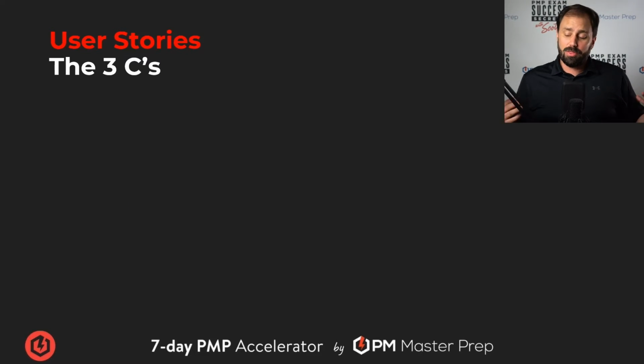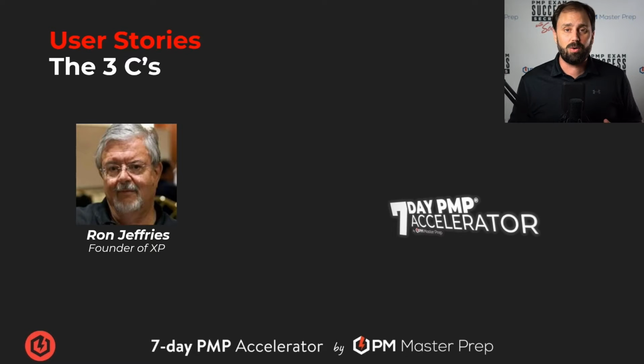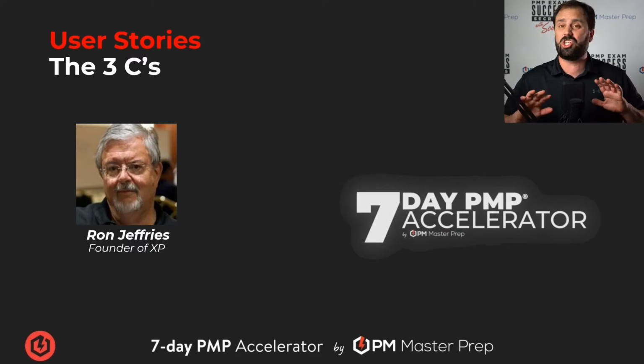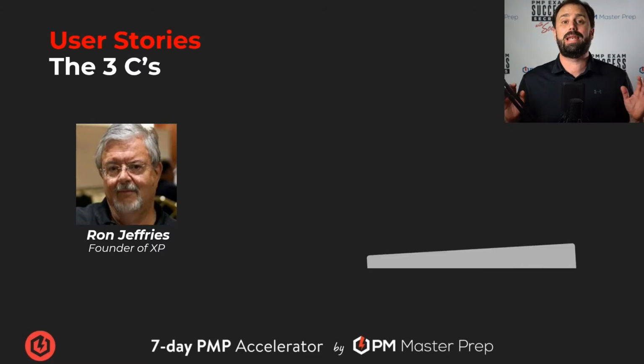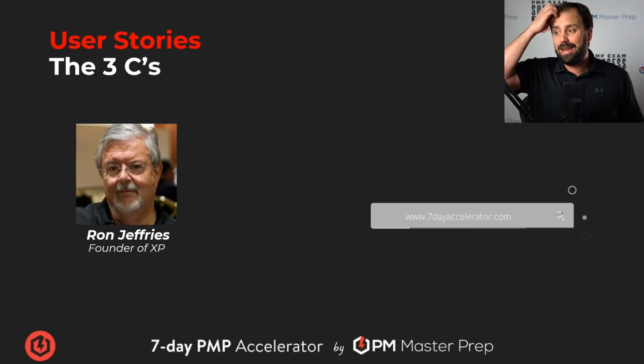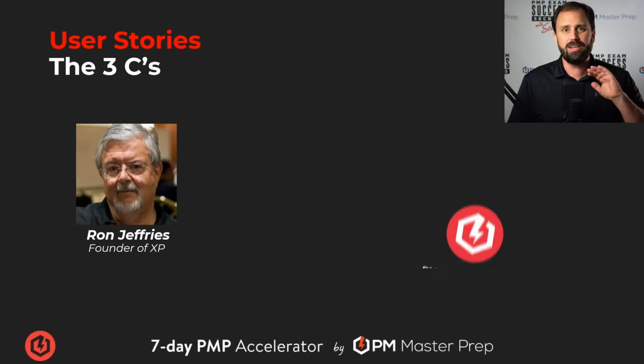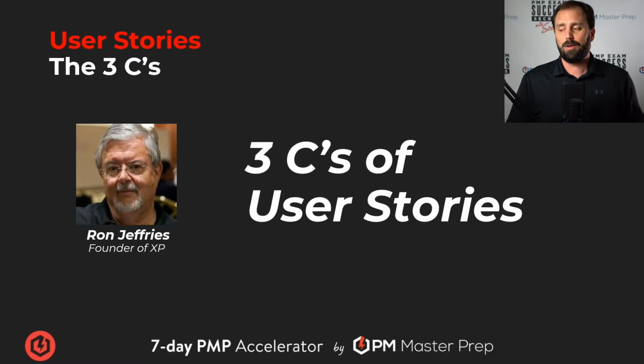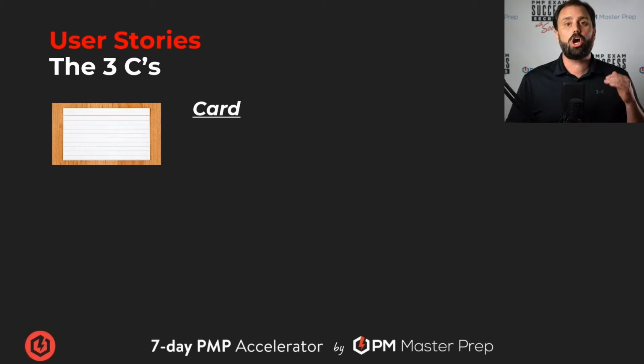All right, so there was a very, very smart guy, still is, named Ron Jeffries. He is the founder of Extreme Programming, amongst other things, kind of an Agile luminary, genius guy. And he came up with the 3 C's of user stories. These are really awesome. All right, so we're going to go through them, the 3 C's.